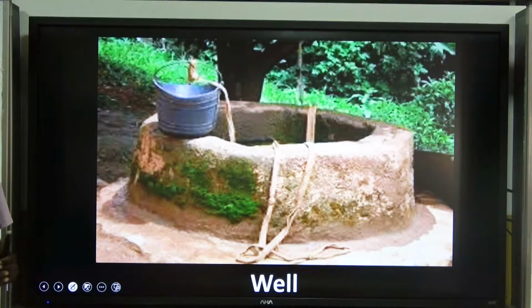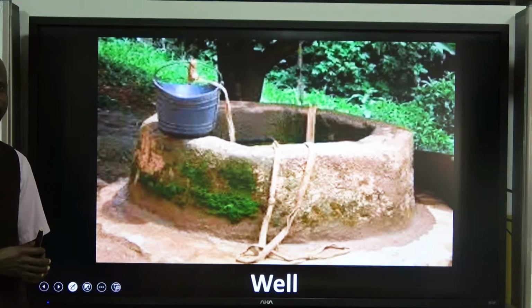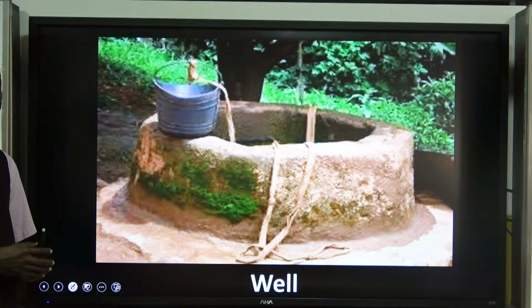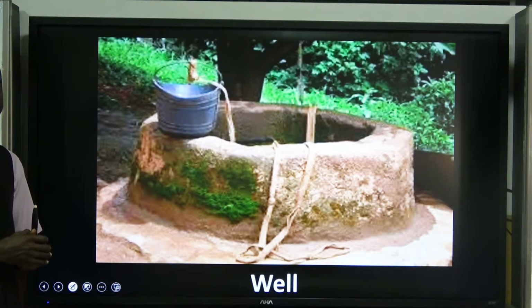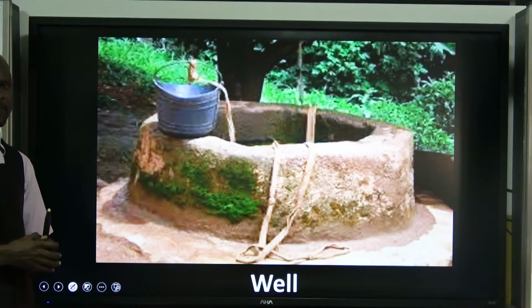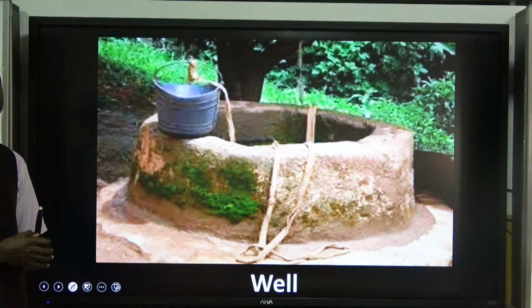The next source of water that we'll talk about again is the well. We get water from the well. A well is a pit, but not just a pit. We dig deep into the ground, but not as deep as we go when we are drilling for borehole. We dig into the ground to a water level, and this water level is not as far as that of the borehole.